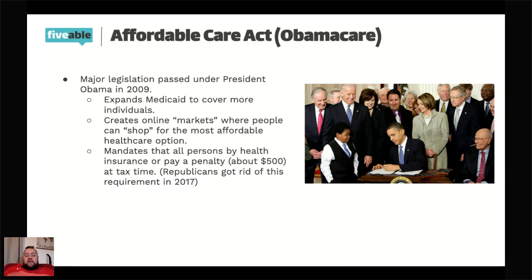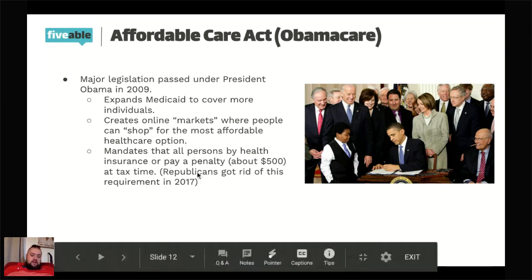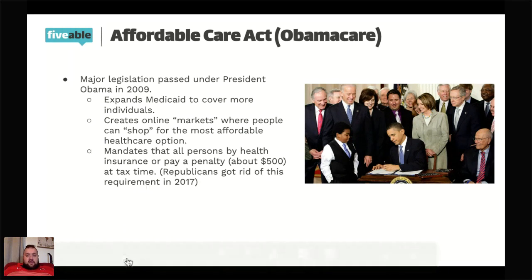Now, the individual mandate was eliminated by the Republicans after the 2016 election, and they got rid of that requirement. They have tried to repeal and replace, as the big words go, Obamacare multiple times now, but they've been unsuccessful. Under President Trump and Republican control, even when they controlled both the House and the Senate prior to this most recent midterm election, they've been unsuccessful in actually repealing and replacing the Affordable Care Act. So it still stands, however they've gotten rid of certain pieces of it, including the individual mandate.